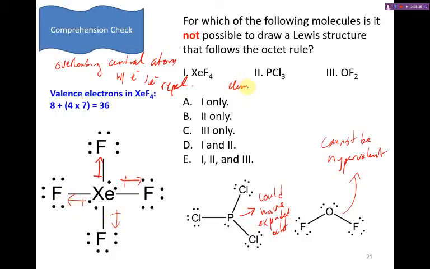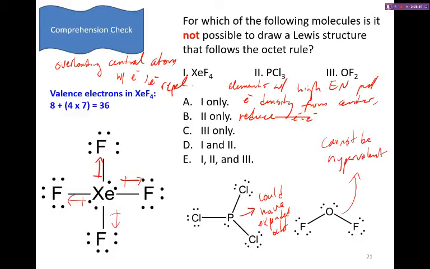The elements with high electronegativity pull the electron density from the center, which reduces electron-electron repulsions. This combined with having a large central atom will reduce the repulsions enough that you can create a stable molecule that has an expanded octet.